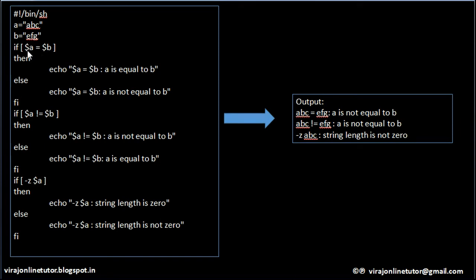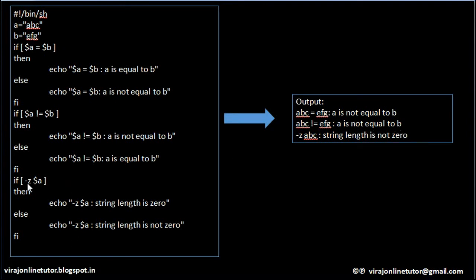So is the content of variable A equal to content of B? No. So it will print on the screen A is not equal to B. So it has printed A is not equal to B. Is the content of A not equal to content of B? Yes. ABC is not equal to EFG. So it will print on the screen A is not equal to B.